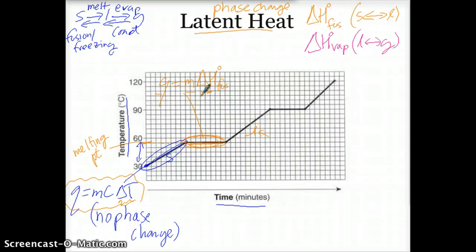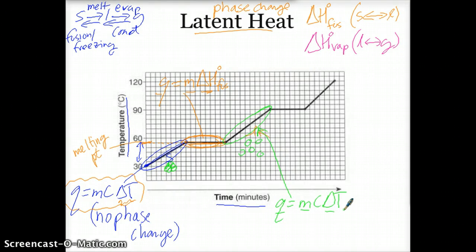Well, what about once we're in the liquid phase? Well, now the temperature is changing. We're heating up the liquid. Those molecules that were in a solid form, nice and compact, have been broken apart into the liquid. As we heat them up, they're gaining kinetic energy. They're moving around faster, and their temperature is increasing. So we would use Q equals mc delta T here. It's the same equation as before.